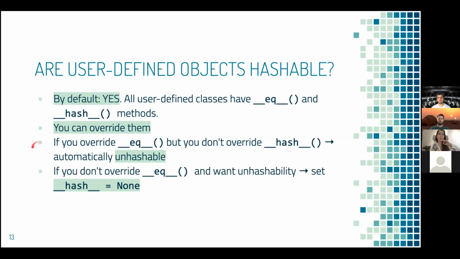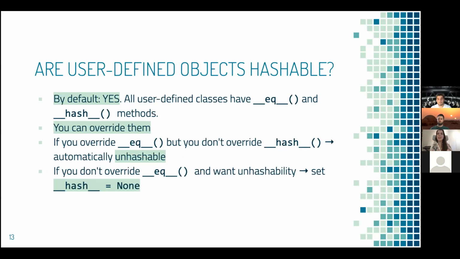But this is a common pitfall. If you override one of these functions, imagine you override dunder eq, but you don't override dunder hash, then you automatically lose the hashability of your objects, because Python behind the scenes will do this. So that is a bit of a precaution.